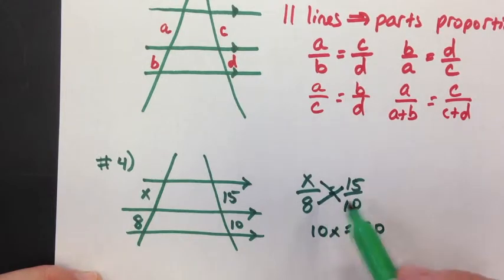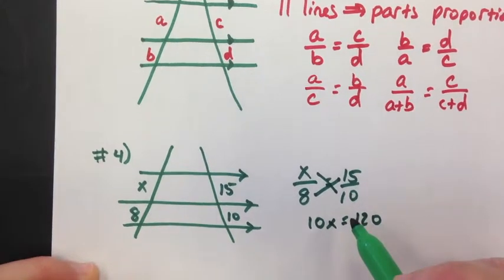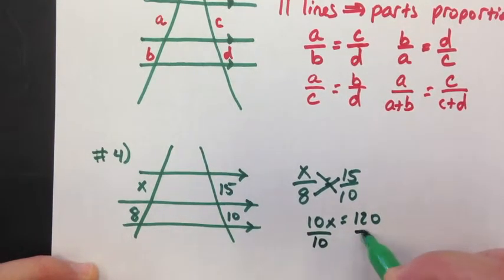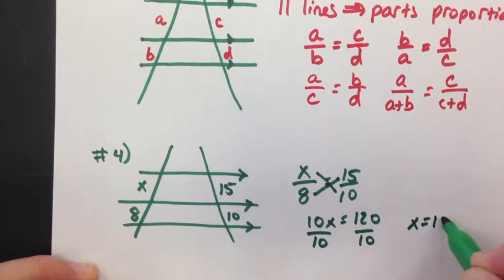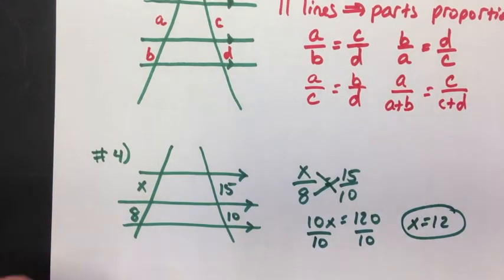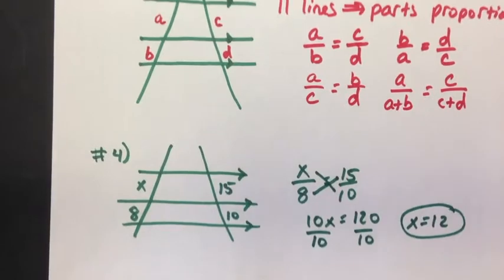Remember that when you cross multiply, there's an equal sign between these. This is an equation that you're solving. Divide by 10, x is 12. Okay, that's it. That's all we're doing here.